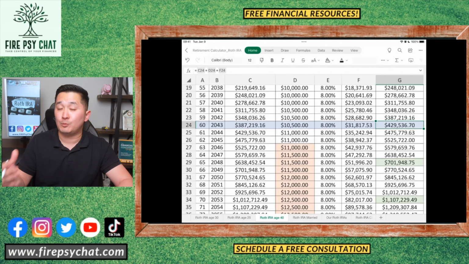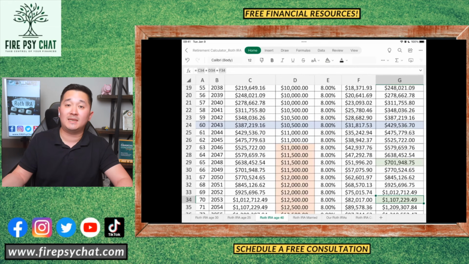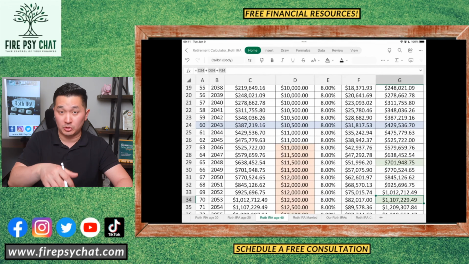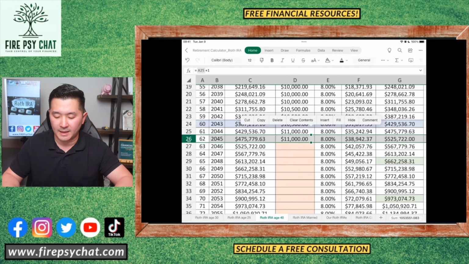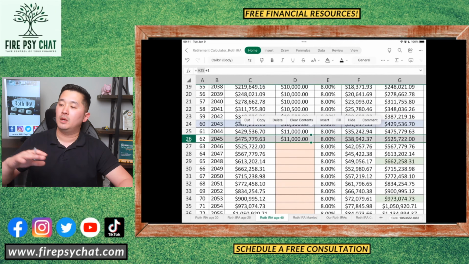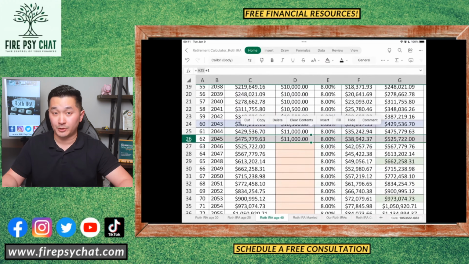You can choose to keep working until you're 65, that would give you $700,000, or age 70 at $1.1 million. And some people might say that they don't want to work that long, and that's fine. The Roth IRA rules state that you have to have earned income to contribute to the Roth IRA. So let's say you stop working at age 62, but you have other income sources to cover your expenses.